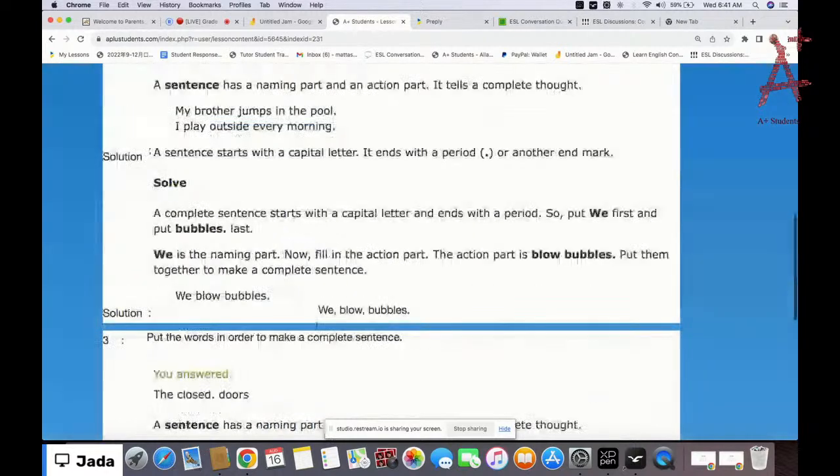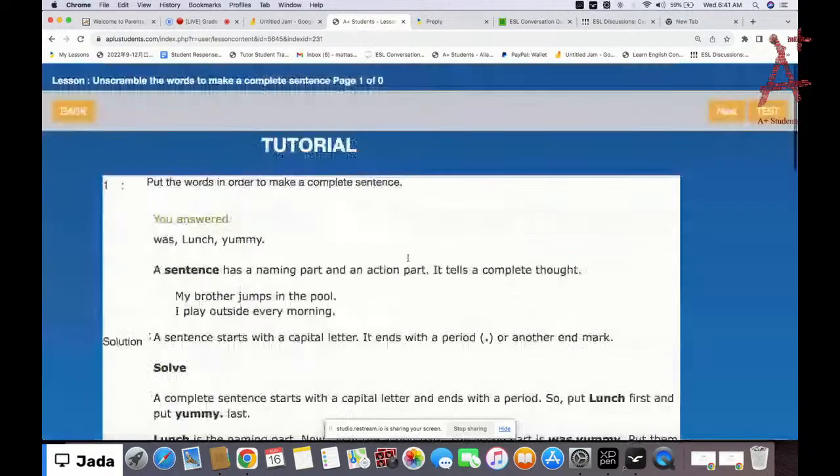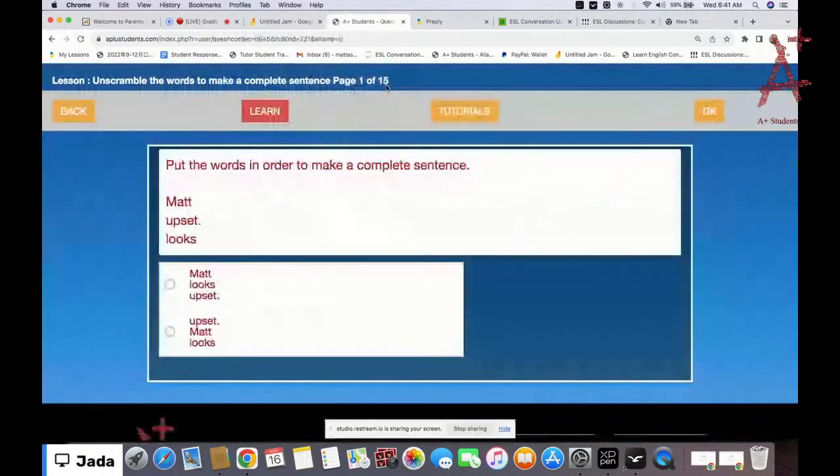let's move on to the test. All right, so we have 15 questions here. We're gonna do 5 together, and then I'll let you finish up the 10. Okay? So put the words in order to make a complete sentence.